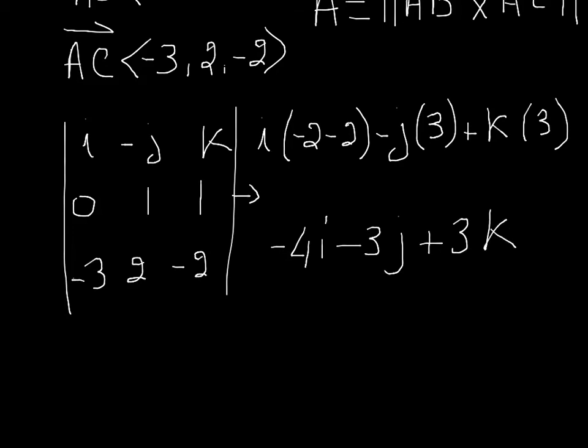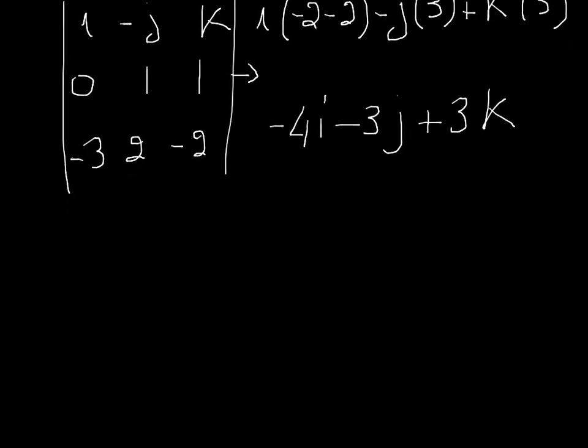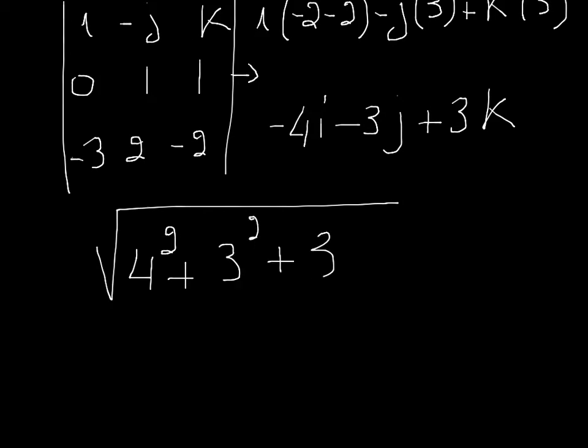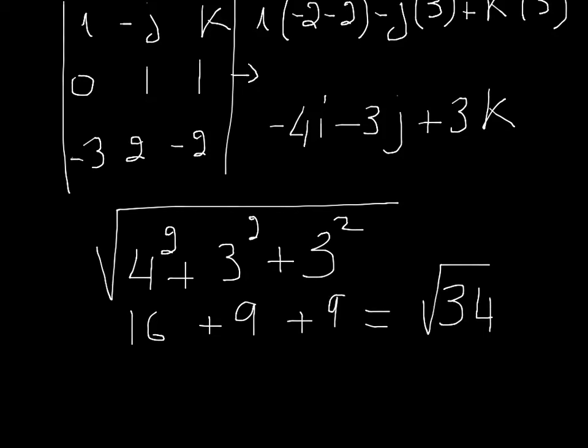I want you to find the magnitude of this vector. The magnitude is going to be the square root of 4 squared plus 3 squared plus 3 squared. 16 plus 9 plus 9, it's going to be the square root of 34. You cannot reduce it, leave it in radical form, you're fine.